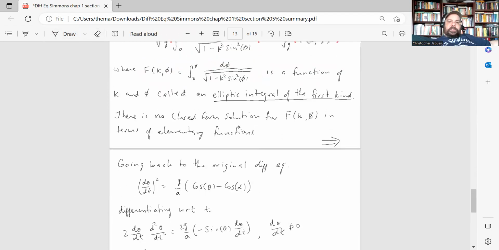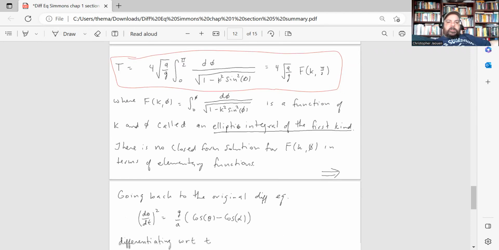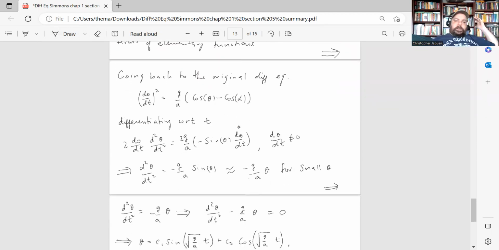Okay, so this is the exact value for the period here. All right, so that's why he wanted to go through all those substitutions and everything, just to write it in terms of an elliptic integral. All right, going back to the original differential equation, we can do a small angle approximation to get an approximate solution that you can solve exactly.